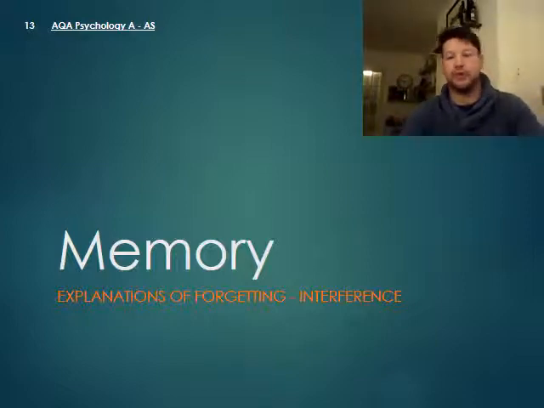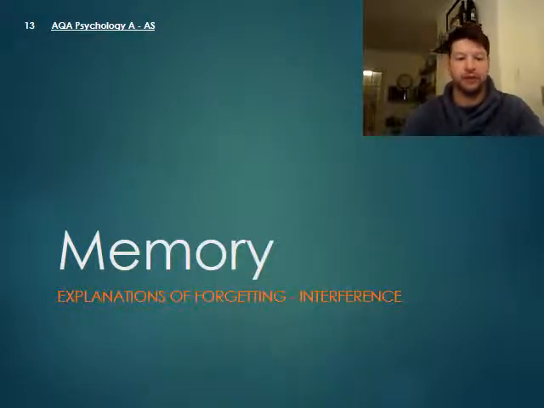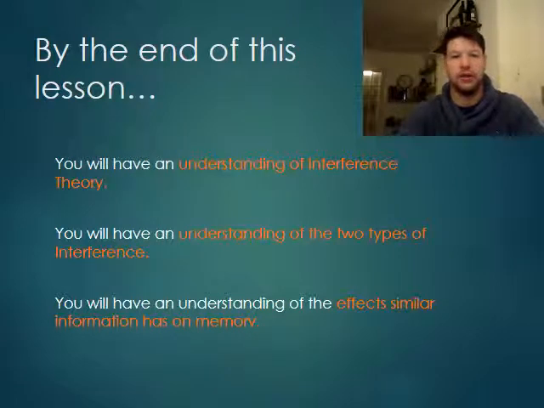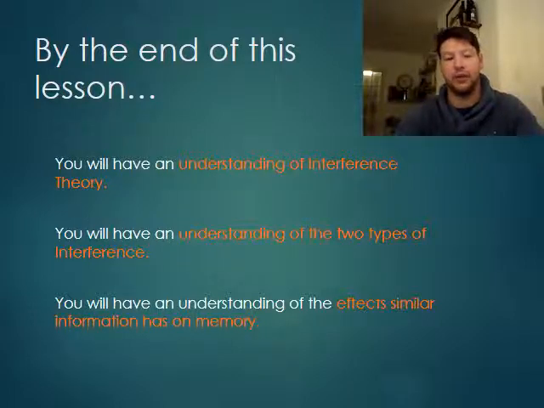Okay, so welcome to Explanations of Forgetting. There's two of these. The first one is interference. What we're going to learn with this is two types of interference, proactive and retroactive, and we'll look at both. You don't need to worry about writing that down now. You'll also have an understanding of what effects similar information has on memory.